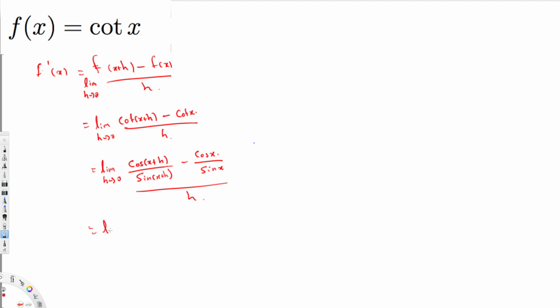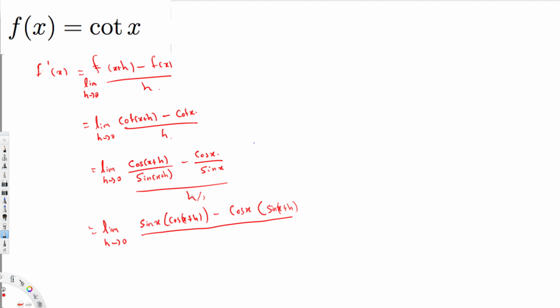So let's see, limit h approaches 0. If I take the common denominator, I have to multiply this one by this one, and this by this. It's going to be sin x times cos of x plus h, minus cos x times sin of x plus h. And then in the bottom we have the common denominator. Also this is h over 1, this is this over this.